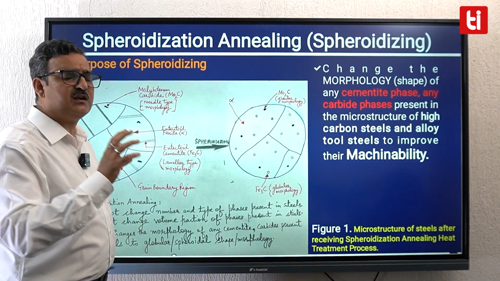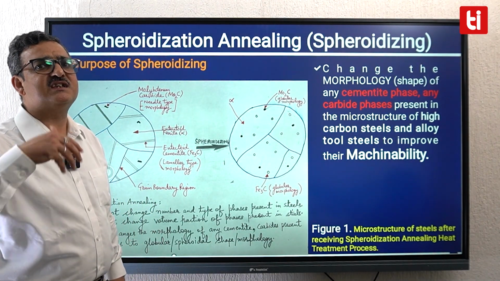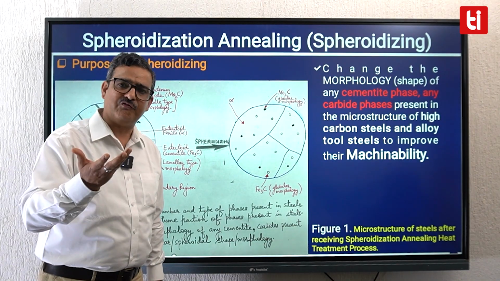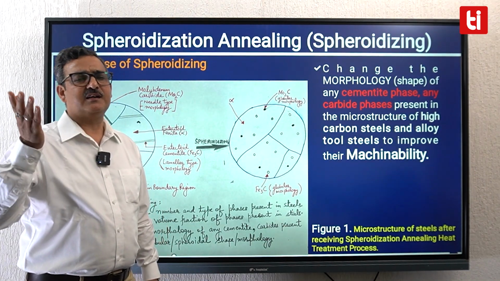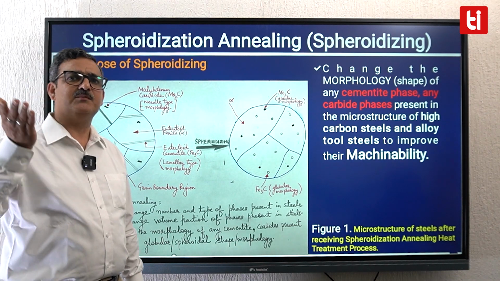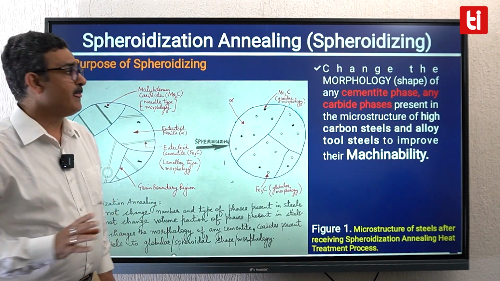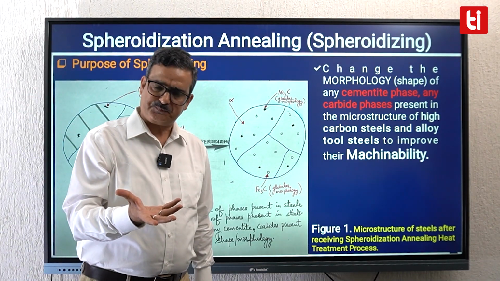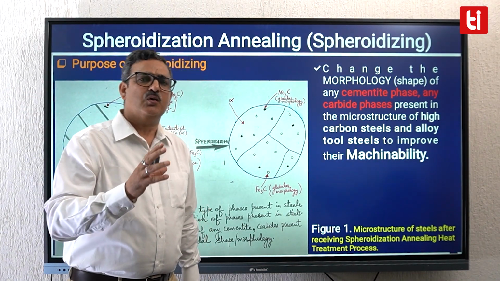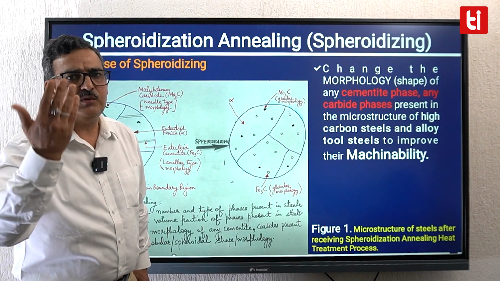Whatever cementite or any other carbide is present in a non-spheroidal or non-globular form, it can be present in lamellar form. Cementite and carbides may be present in a lamellar form. They may be present in a needle type form. They can be present in any form. But once spheroidization annealing has been given to the high carbon steels, whatever cementite or carbides are present in them will change to a globular form.